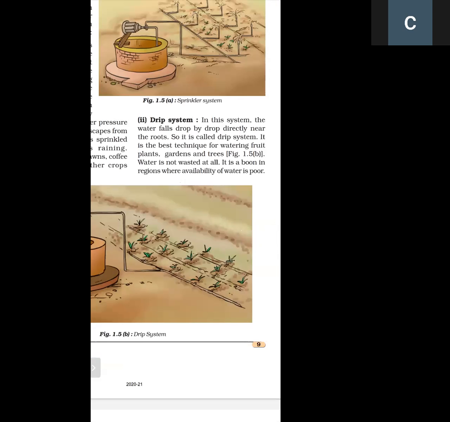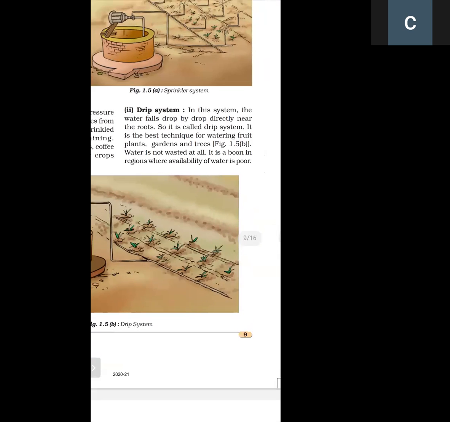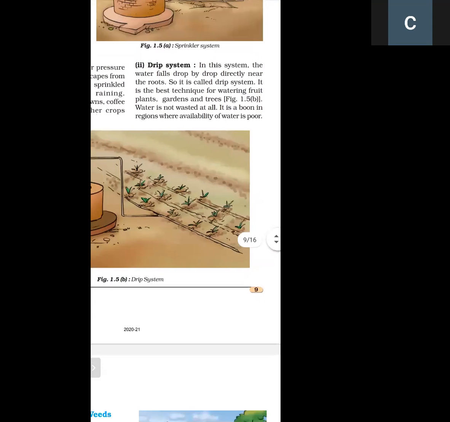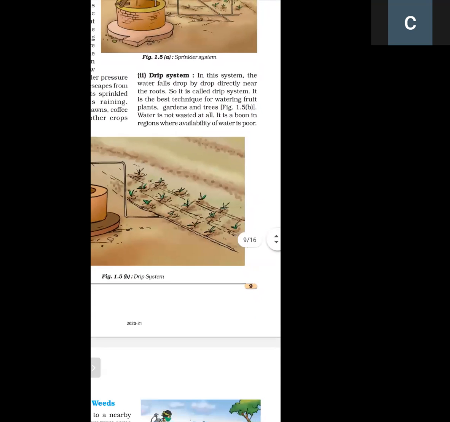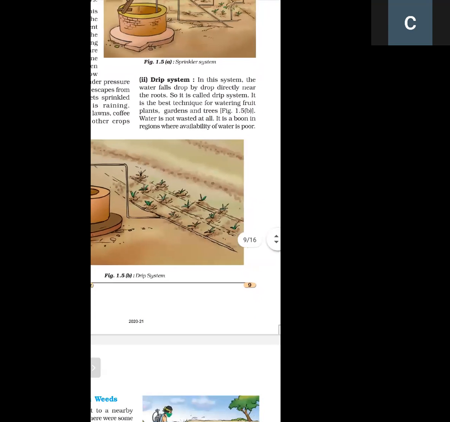So in drip irrigation, we use a pipe with holes, and this waters the plants drop by drop. And this is a drip system. In this system, water is not wasted at all, and this is used where availability of water is poor.